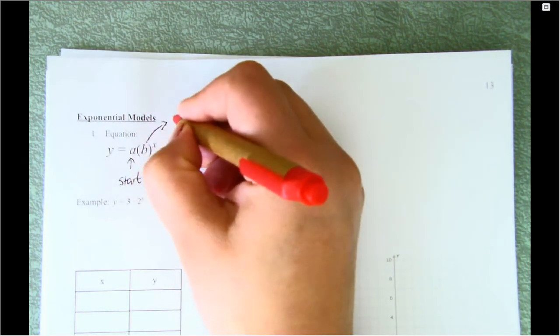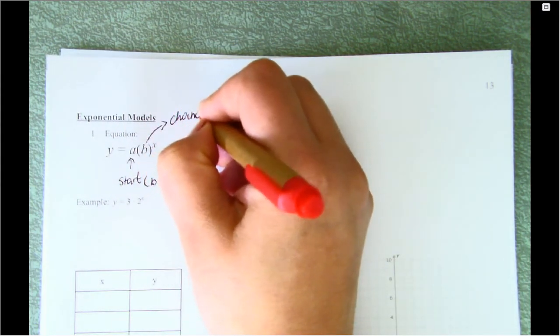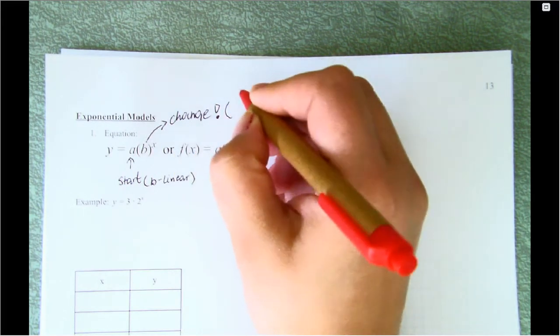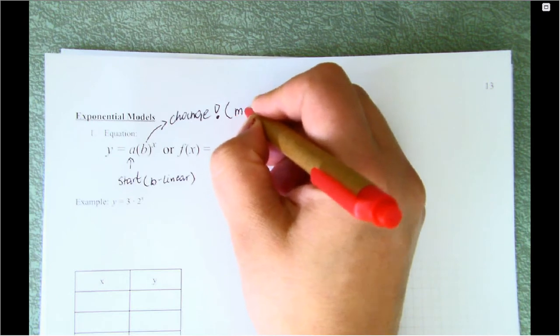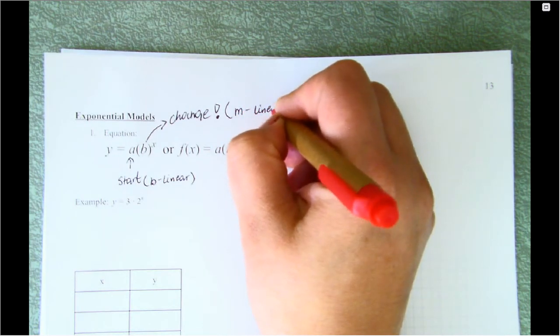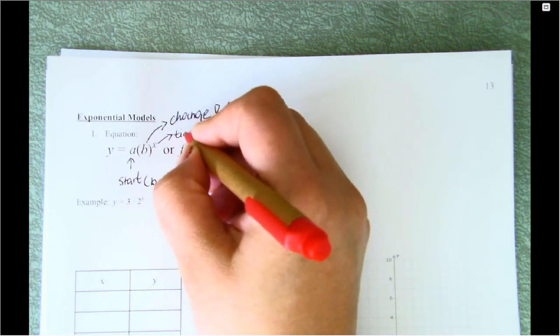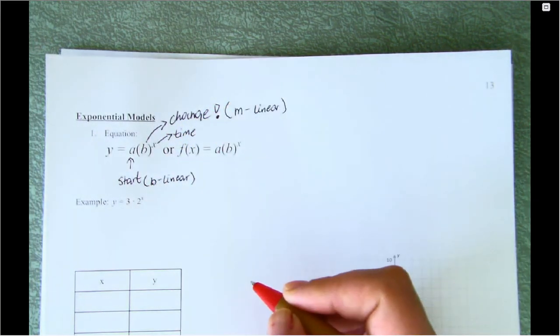b represents the change, and you gotta be careful with that. We'll talk about it in a moment. And that is kind of like the slope in the linear function. And x represents time, and that is what we're taking the power of.